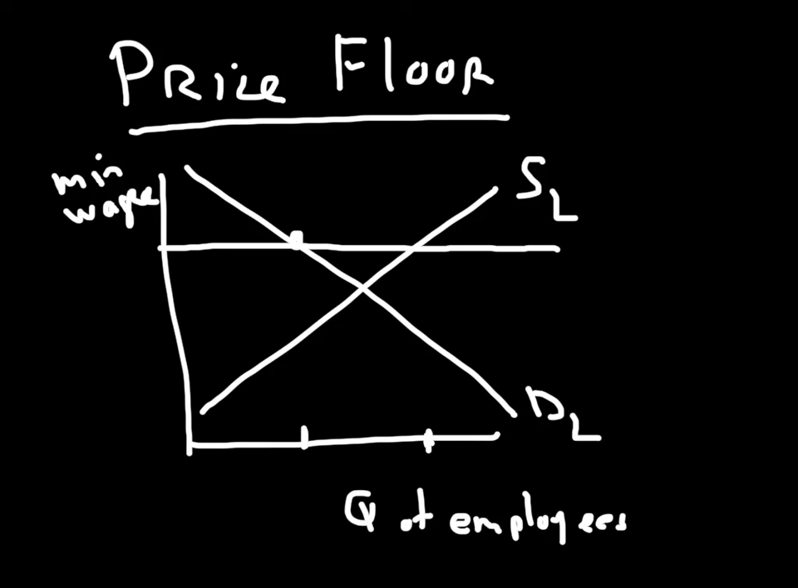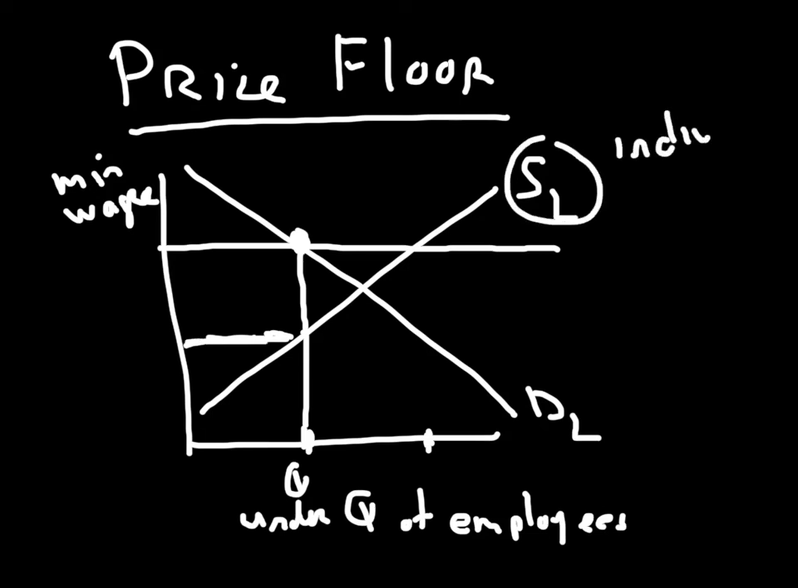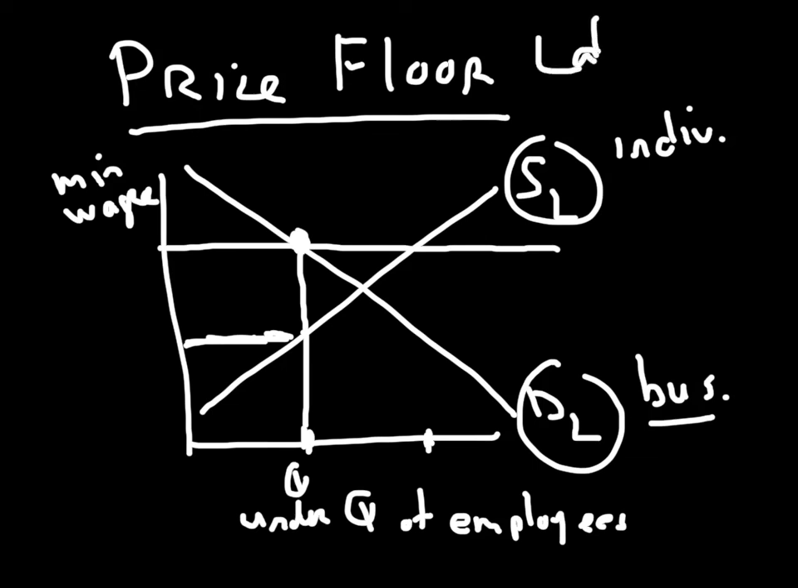What happens to minimum wage? The firms are only going to hire at this lower quantity. So as before, if we come and hit the other curve, in this case the supply of labor, and just don't forget, suppliers of labor are individuals or households, and those who demand labor are the businesses. So this is different than in a product market. This is a labor market.